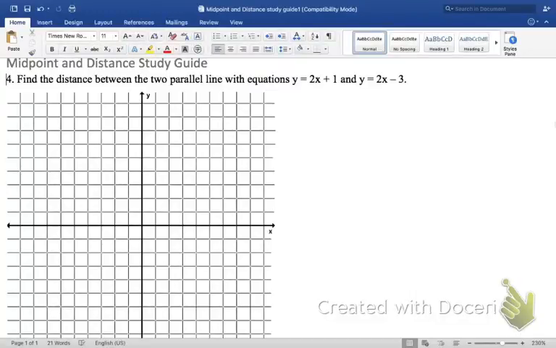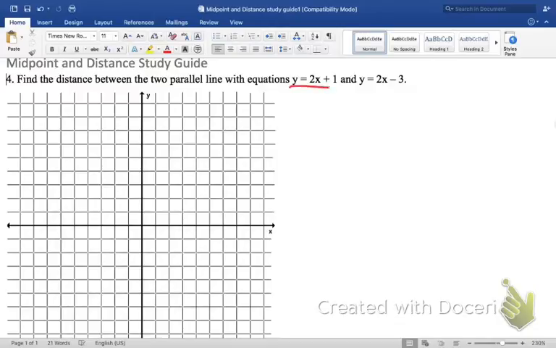This is problem number 4 on the midpoint and distance study guide. So I want to find the distance between these two parallel lines. So the first step is to just graph them. This step's going to be easy because they're already in slope-intercept form.